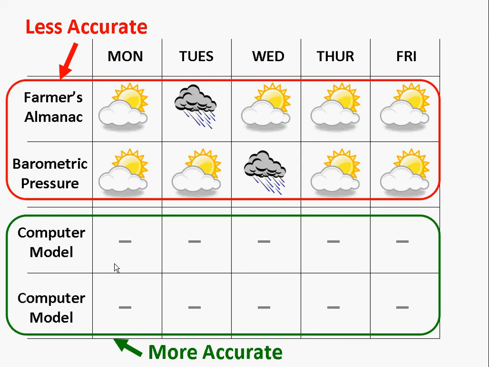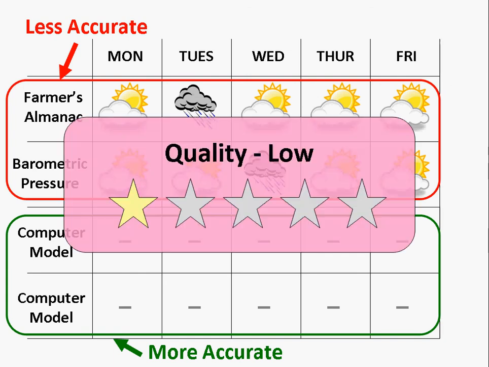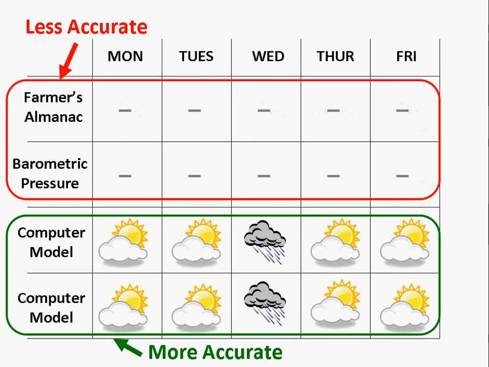So if we only have 2 out of the 4 forecasts which are giving us information, and these 2 are the lesser in terms of accuracy, then we would consider that the overall quality of this estimate would be low. If, on the other hand, we have 2 of the forecasts that are available to us, but these are the more accurate of the 2, then we would consider the quality to be high.